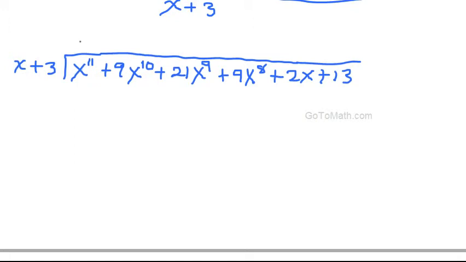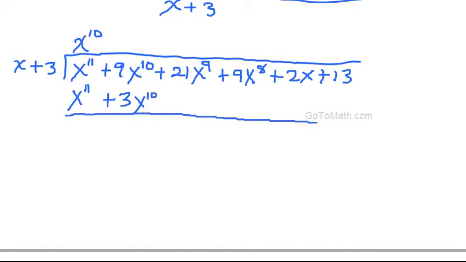x goes into x to the 11th. We're going to have x to the 10th, and then multiply that. It's going to give us x to the 11th and then 3x to the 10th power. There are just problems in calculus that you have no other choice. So that's 0.